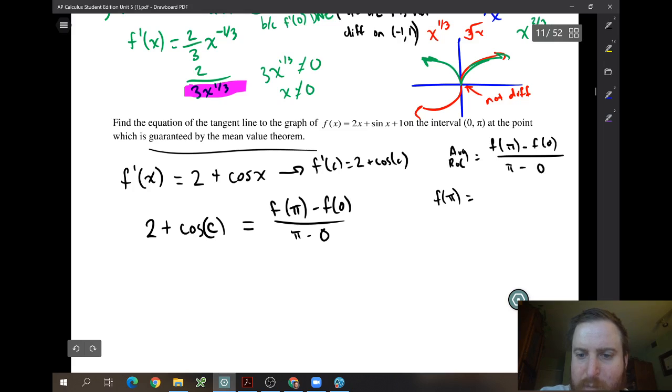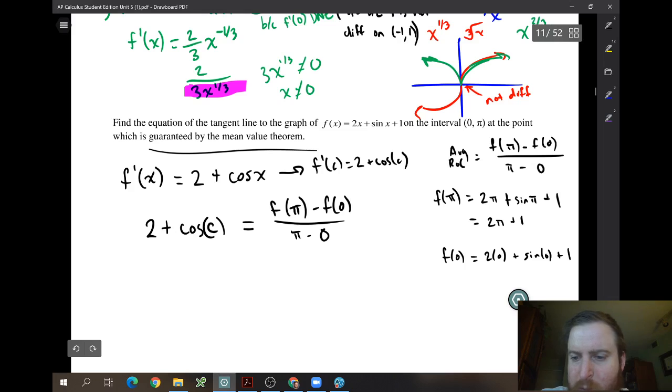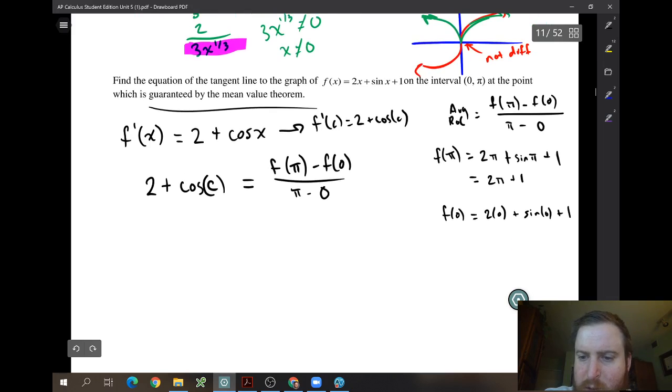So f of pi is 2 pi plus sine of pi plus 1. Sine of pi is 0. So this just gives 2 pi plus 1. And then they would do f of 0. That's 2 times 0 plus sine of 0 plus, I'm sorry, plus 1. And sine of 0 is also 0. So this is 0 plus 0 plus 1, which is just 1.